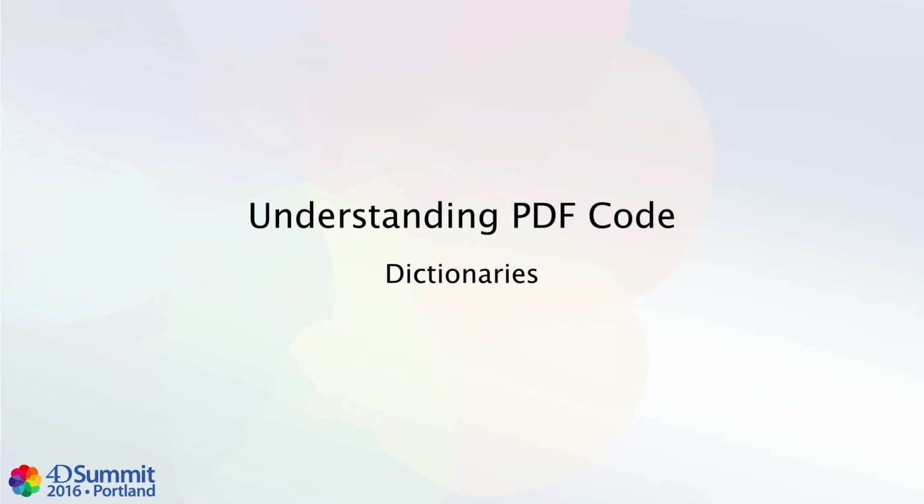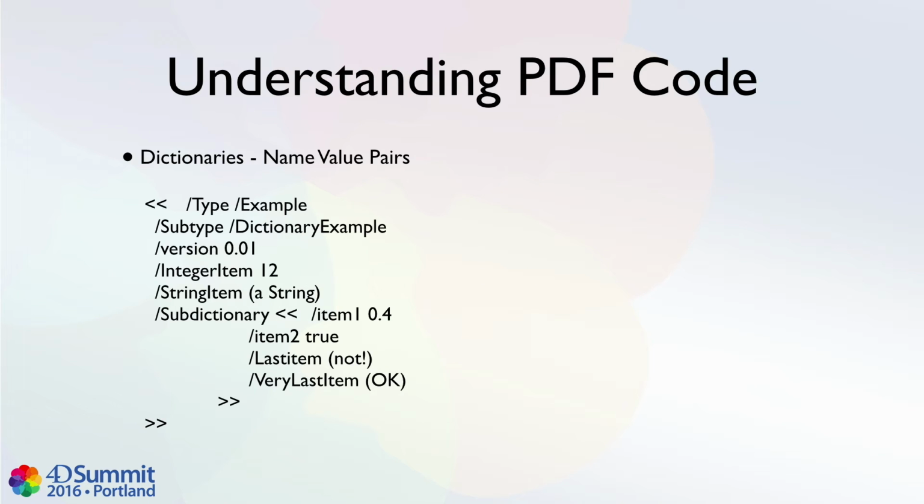Another type that we want to talk about real quick are dictionaries. Dictionaries start with a double angle bracket, and then it's like a name-value pair. It's very similar to a PDF object in that it's just a name and a value. So if you look here, the first one says Type, that's a name. Example, that's also a name. But that's a name-value pair. The value is a name called Example.